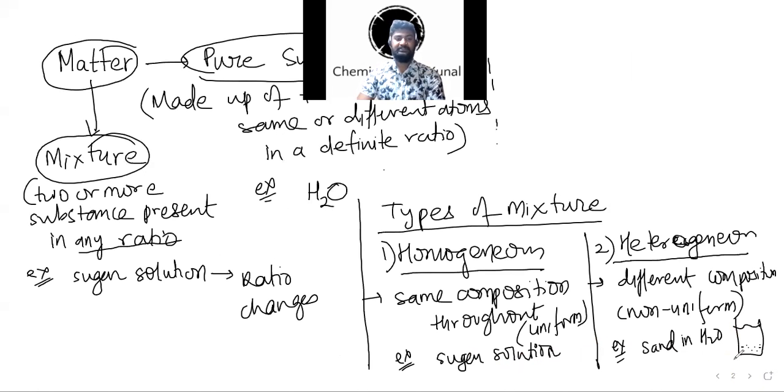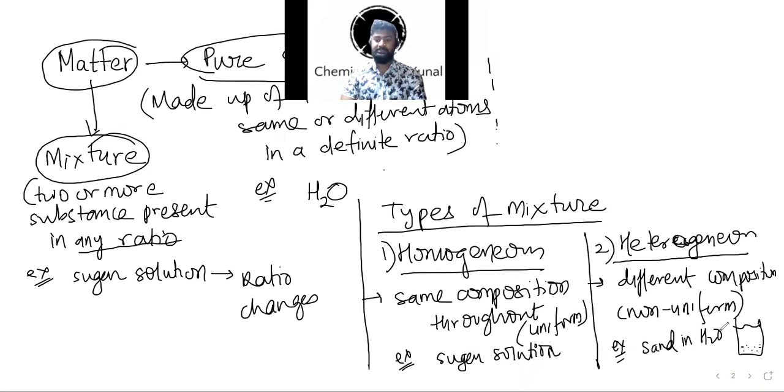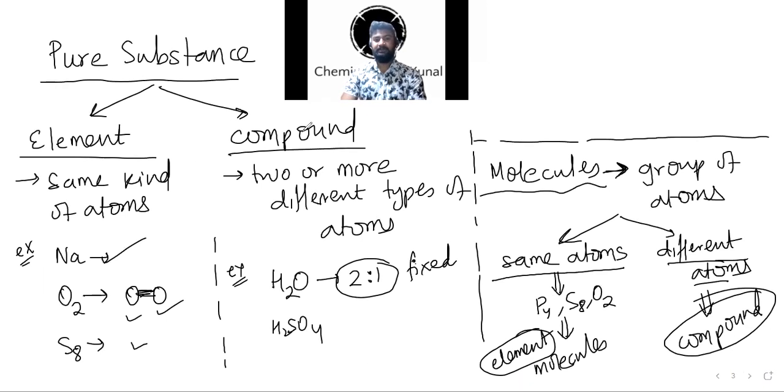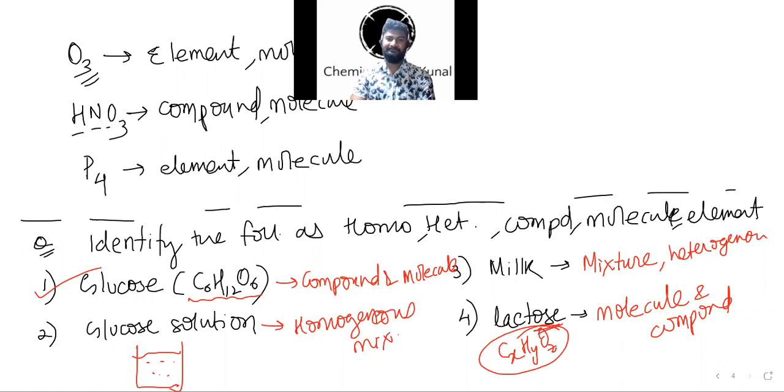Then we discussed matter's division: what matter is, what a pure substance is, what a mixture is, homogeneous, heterogeneous. Then we discussed element and compound. Something made up of the same kind of atoms is an element. Different kinds of atoms, a compound. Then I discussed what a molecule is, because that's often a confused term for students. Then we discussed some questions, and that's what we've covered.